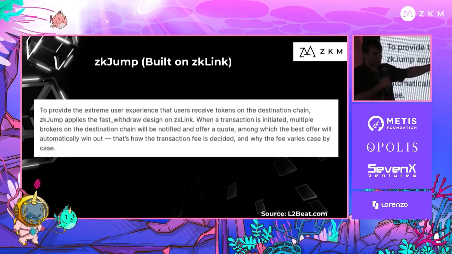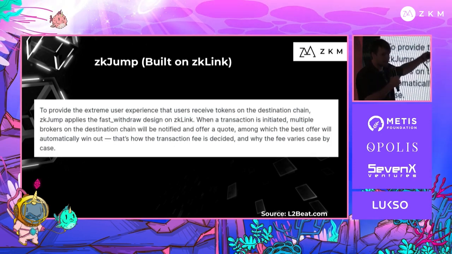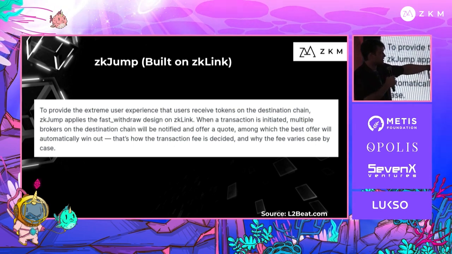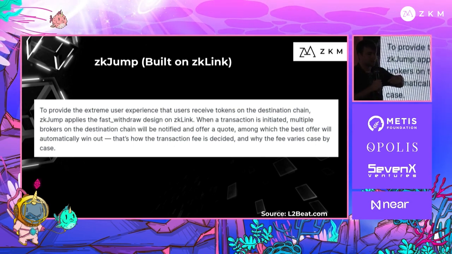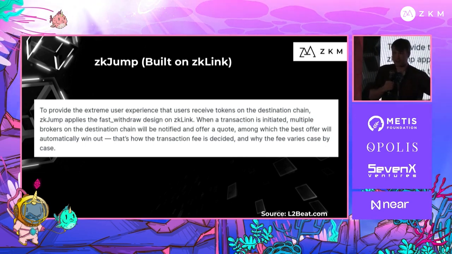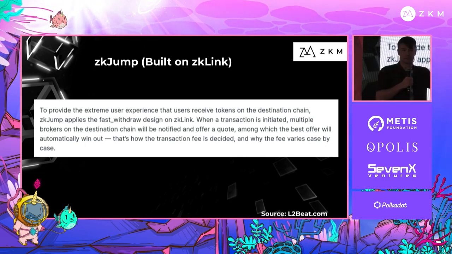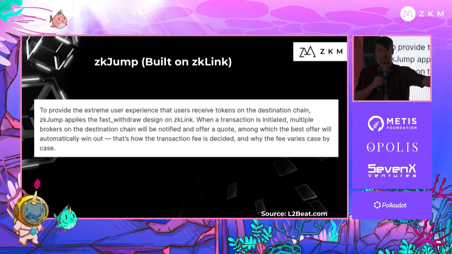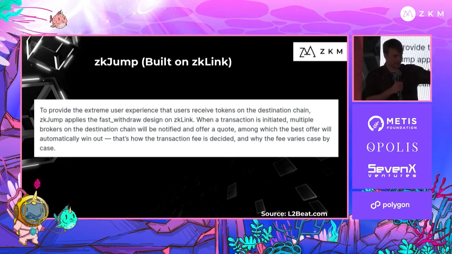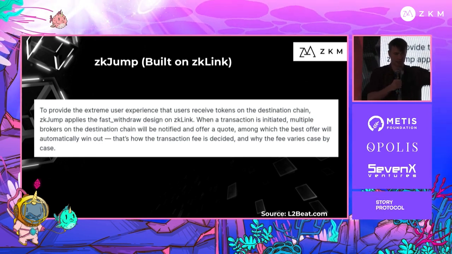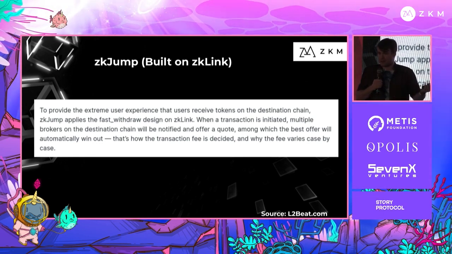So an implementation using ZK Link, ZK Jump, essentially says that a quote is made, and whoever fulfills this quote would then have their assets bridged. If no one fulfills the quote, if I want to transfer $100 million and there's no one to offer me that counterparty to transfer that $100 million, I can't transfer it. There's no agreement.